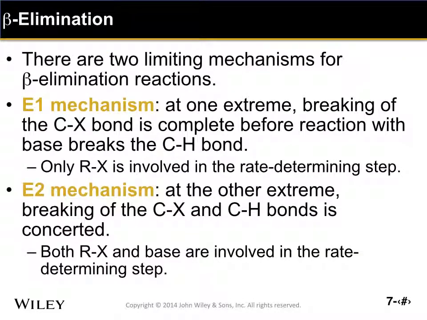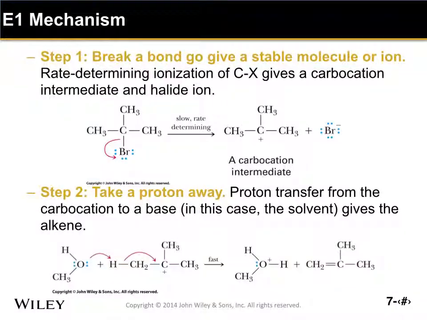So there are two limiting mechanisms. That means these are the two extreme mechanisms for beta elimination. One is the E1 mechanism, and that's similar to the SN1 in that you lose the halide first, so you make a carbocation, and then the proton is lost from the carbocation to make the alkene. The E2 mechanism is where you lose the hydrogen and you lose the halide at the same time.